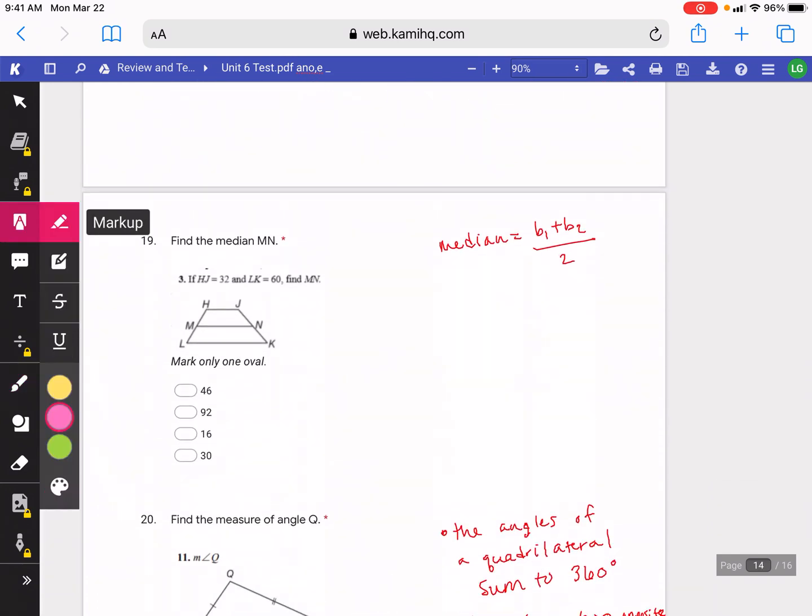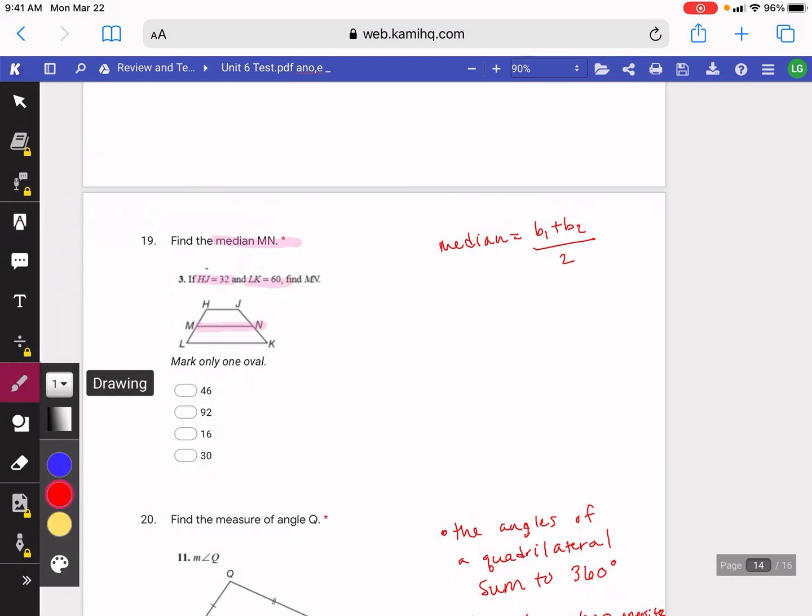In this next question, we're finding the median, MN. And they told us HJ equals 32 and LK equals 70. Those are my two bases. So this could be like my base 1 and my base 2. So the formula for median is you add your bases and divide by 2. So you could add 32 plus 70 and then divide by 2. This comes out to 102 divided by 2, which equals 56.